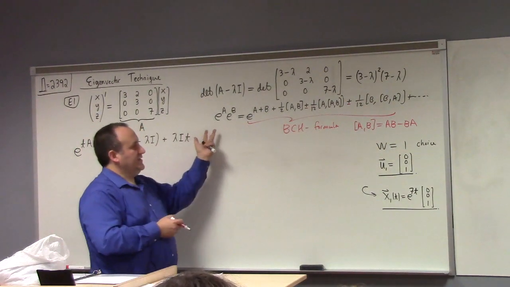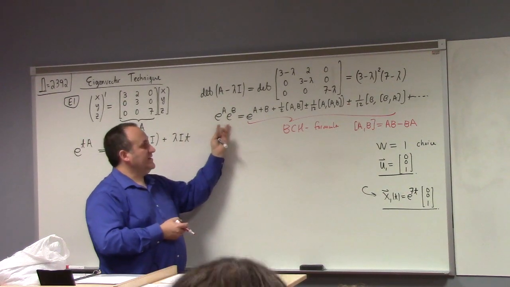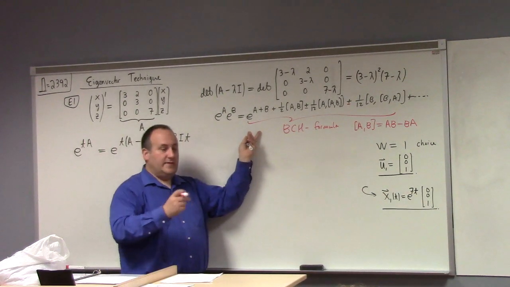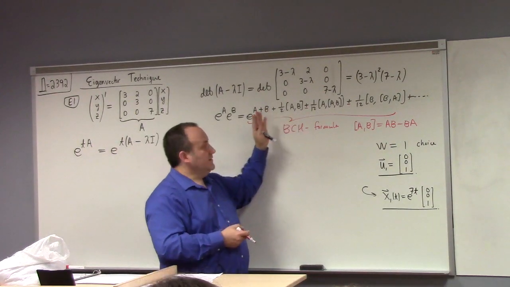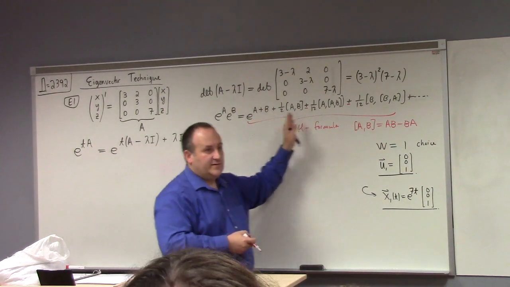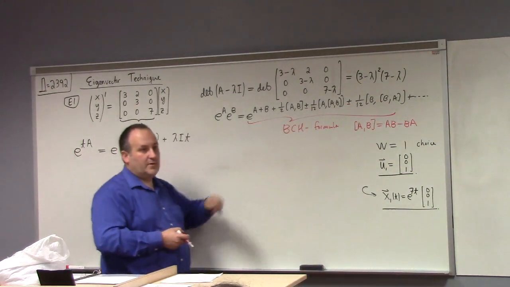So notice what this formula does. This formula truncates. It's just e to the A times e to the B is e to the A plus B in the special case that the commutator of A and B is 0. Otherwise, there's this actually unending series of correction terms from the fact that A and B don't commute. All right?